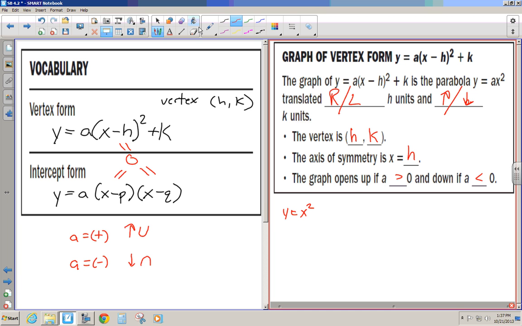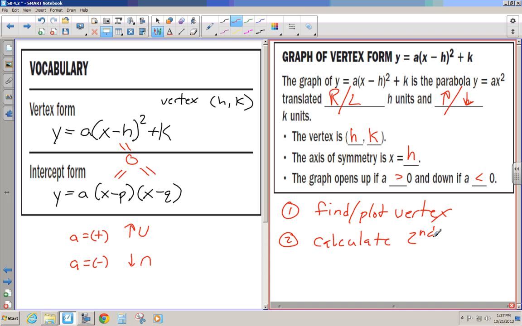So all you have to do for this, you find the vertex. I'm going to say find and plot vertex. Then calculate second point. Mirror point. And draw a line. Or we'll say draw a curve.